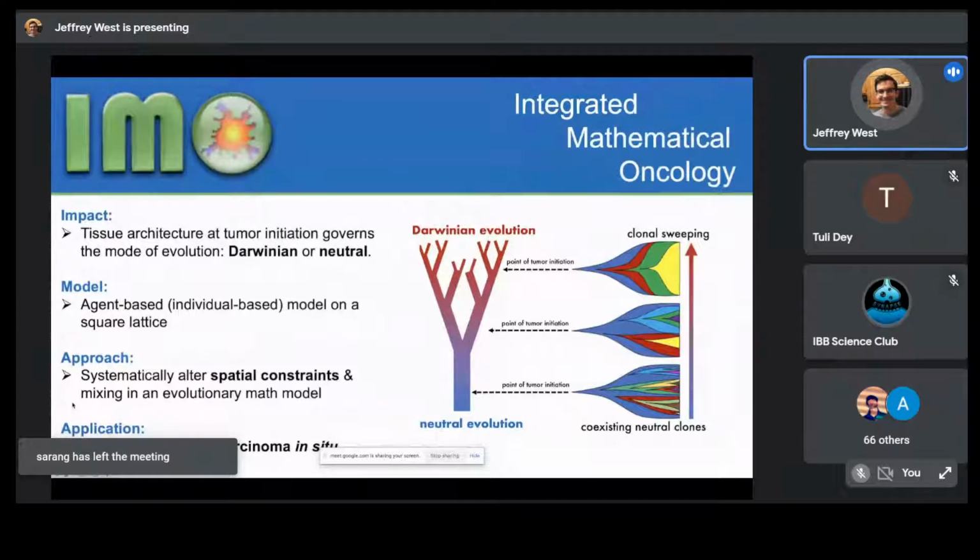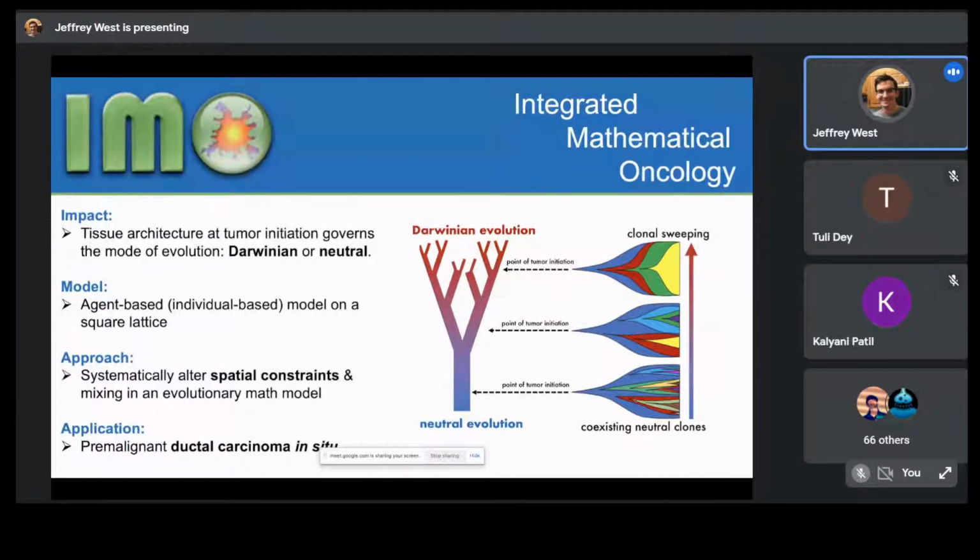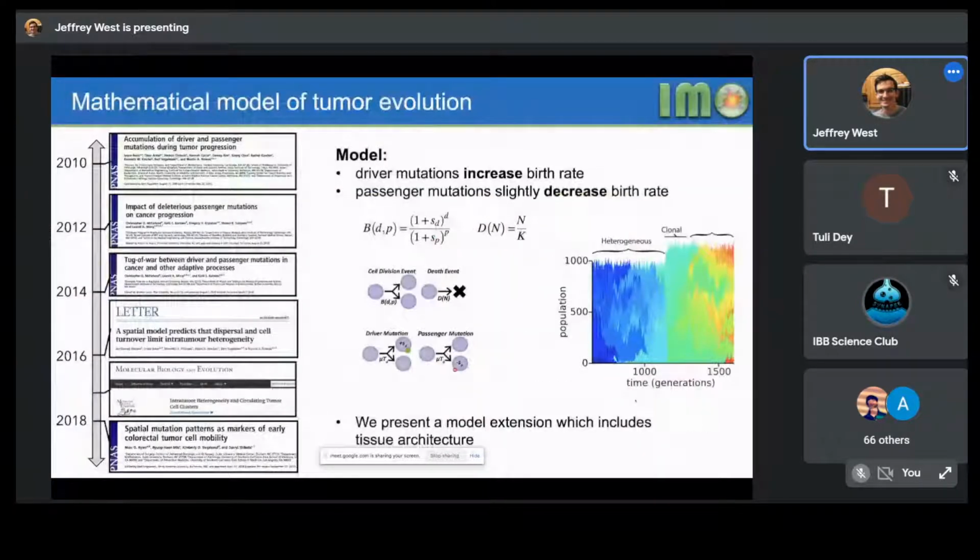And on the bottom here is where we have many coexisting neutral clones. So there's no sweeping that occurs. They all coexist at the same time. And that's a more neutral evolution. In other words, a neutral competition between clones.